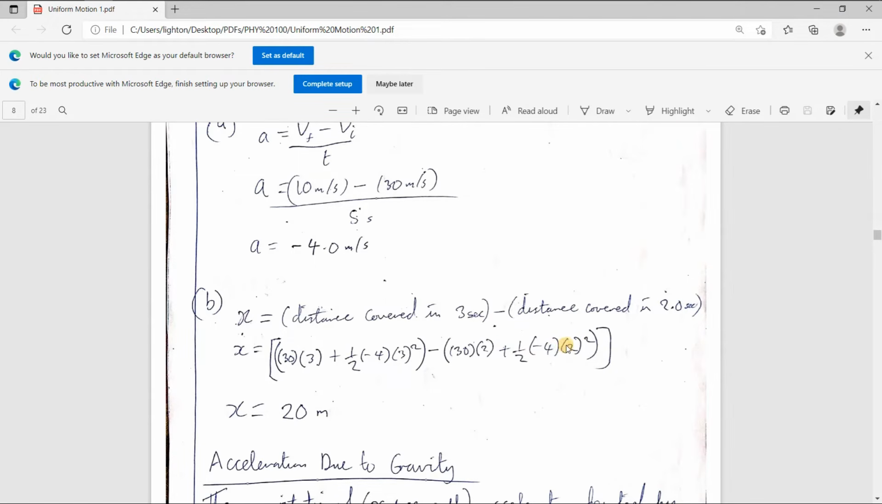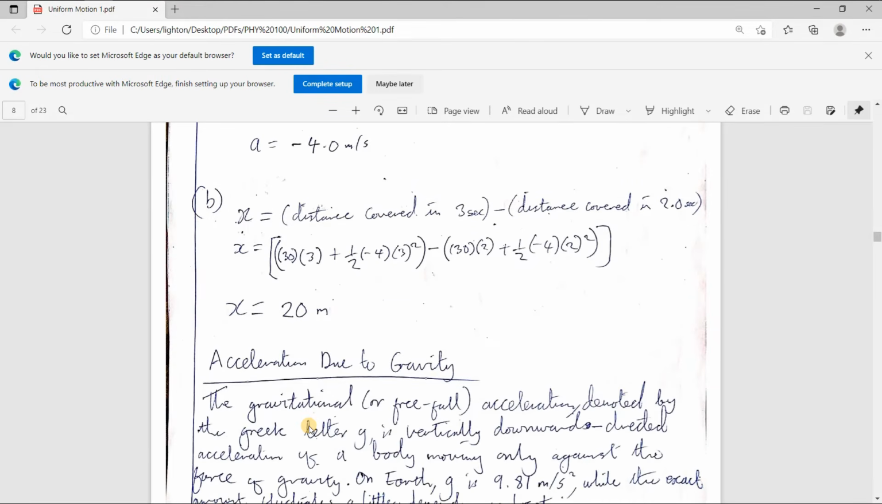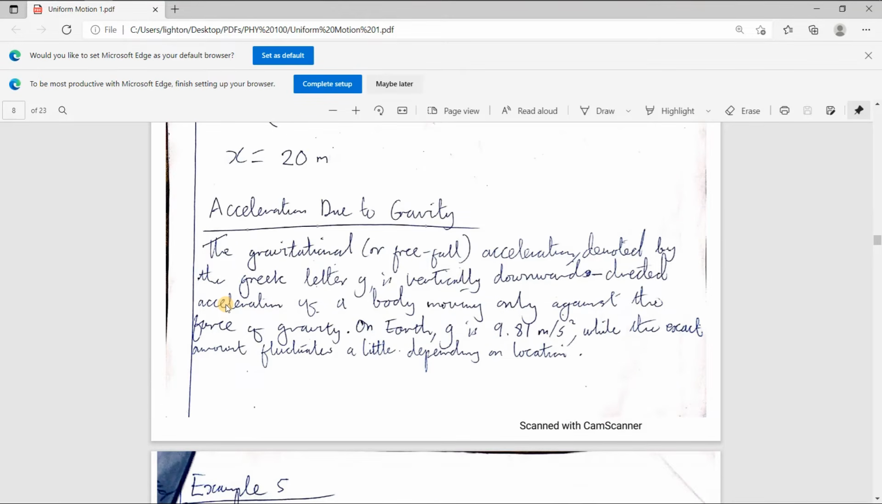plus half minus 4, 2 squared. We have something like that. Well, we'll say x is equal to 20 meters. So that's our distance, 20 meters there. We have it. So we're saying that in the third second, a distance of 20 meters is covered. That's in the third second only. All right.